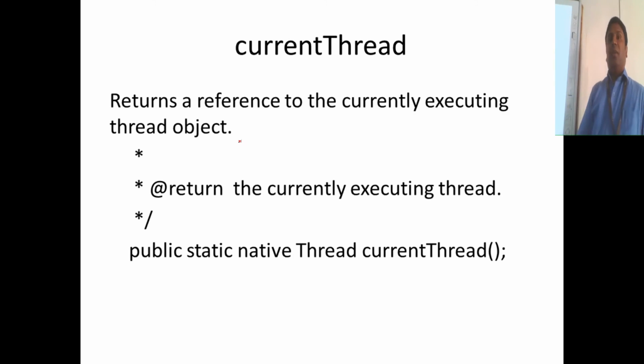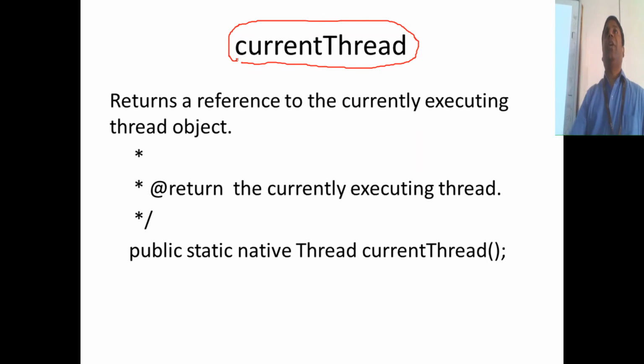There is this method currentThread. This will actually point to the current thread that is executing. Inside my run method, if I do currentThread dot getName, it'll just print the name. It's a reference to the current thread that is executing.